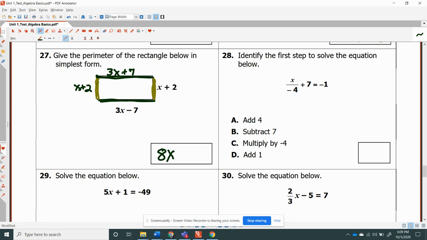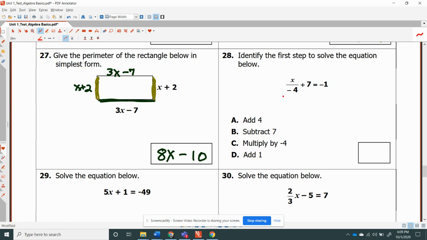Now we have, oops, I made that a positive. That should be a negative. Sorry, let's fix that. I apologize, students. So we have negative 7, negative 7, that's negative 14, plus 2, that's negative 12, plus 2 more, that's negative 10, for 8x minus 10.